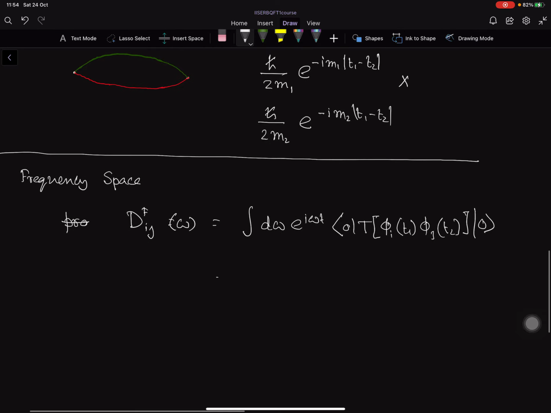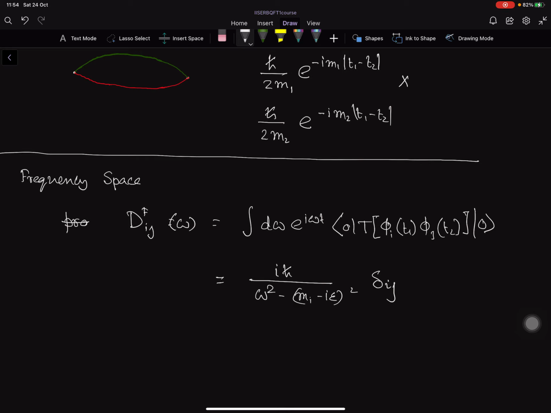And you can Fourier transform it, and you can simply show that this is ħ over i times ħ over ω² minus m_i² minus iε, whole square, δ_ij. Okay, so this is how the things that we have discussed for a single scalar will suitably modify, and with this modification you can easily change whatever we have discussed for single scalars for multiple scalars.